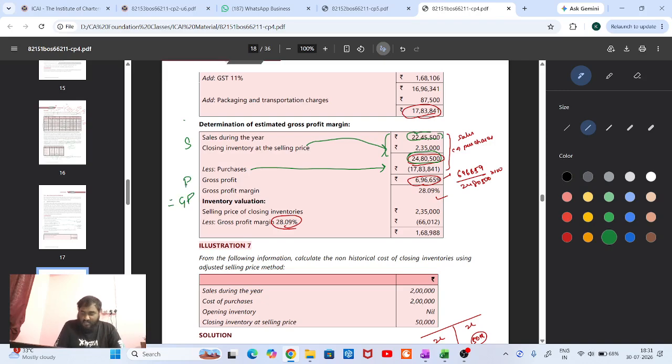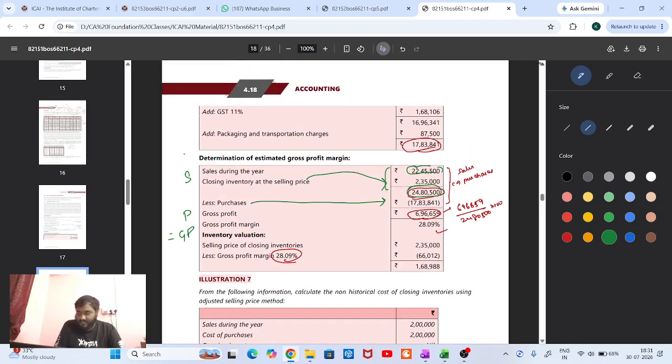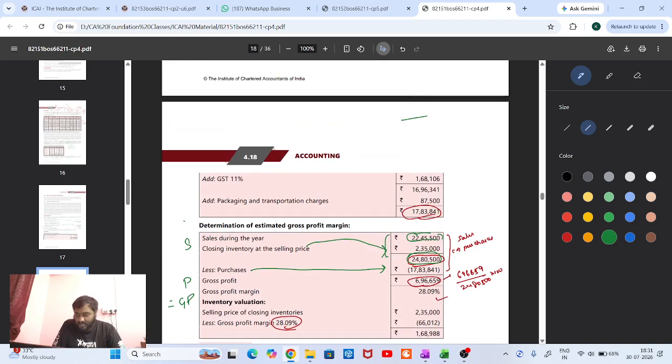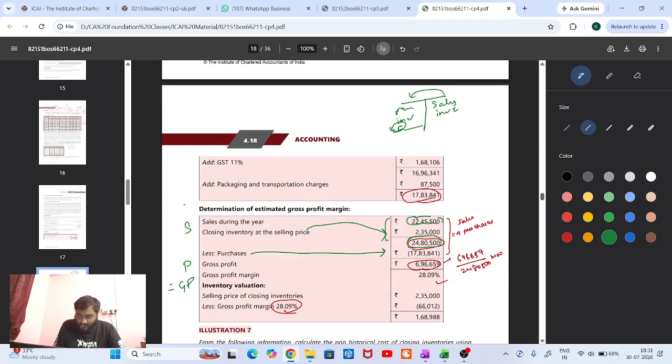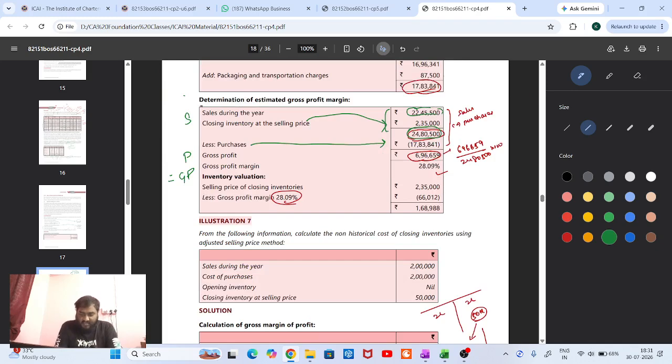Sir, I have not understood anything here. We have done this in tabular form. Sales, purchases, inventory. If you subtract sales minus purchases and include inventory, we get gross profit if there are no direct expenses. So here sales and selling price. What is selling price? It includes the profit margin.